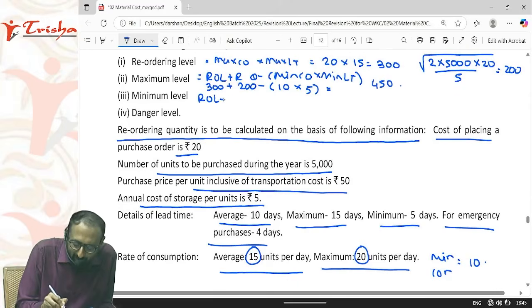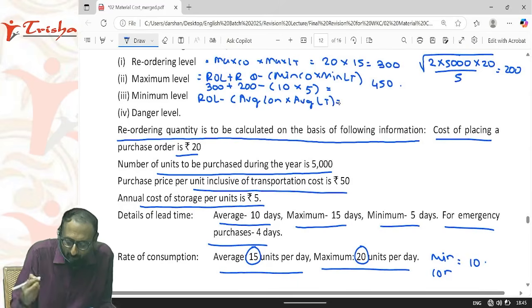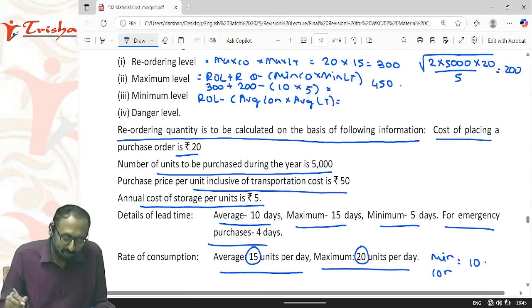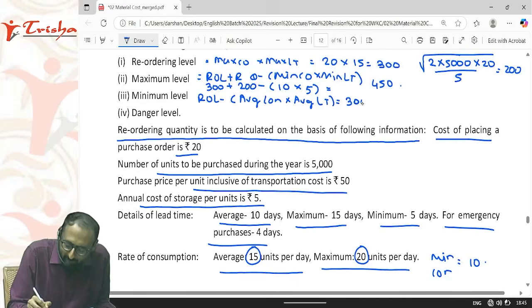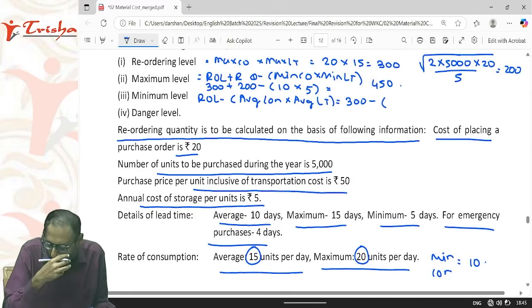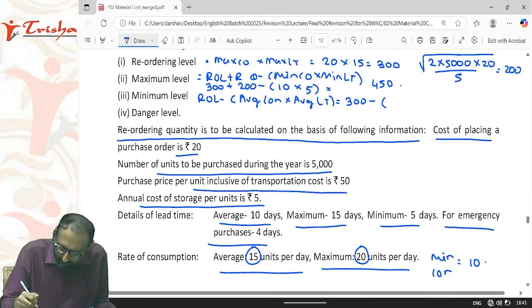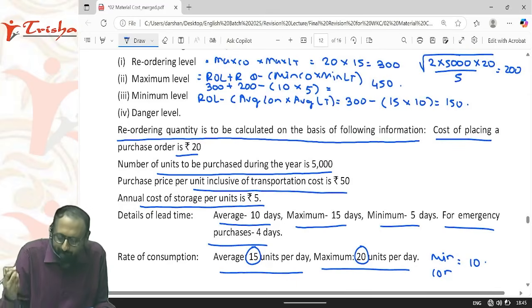Reorder level minus average consumption multiplied by average lead time. Yes or no? Reorder level, Sirji, your reorder level is 300 minus average consumption. How to calculate that average consumption? Given, Sirji, 15, and average lead time is also given, 10. 150 is your answer, sir, final.